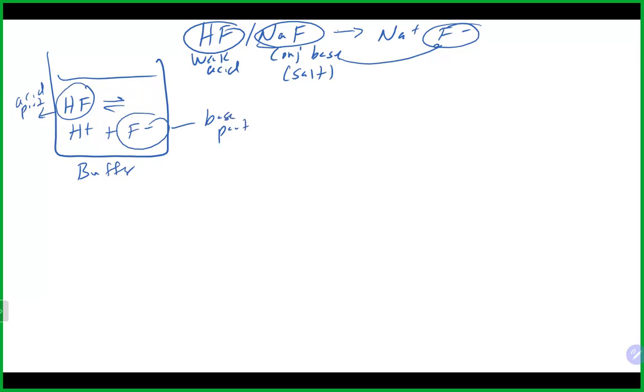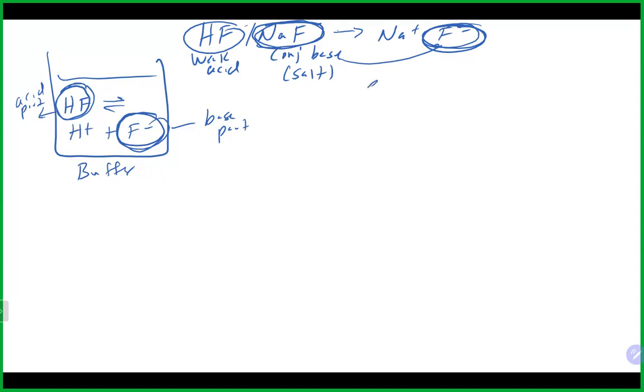And both of those guys will be able to stay in solution in good amounts, because in addition to the HF, you're going to dump in some sodium fluoride, which is going to provide a lot more fluoride. And you're going to have a pretty good concentration of this guy and a pretty good concentration of that guy floating around in the solution as a buffer. And that is essential for how a buffer is able to actually work, that you have an actual acid part and a base part of the buffer. Any questions on that?